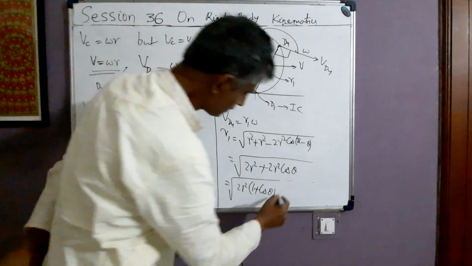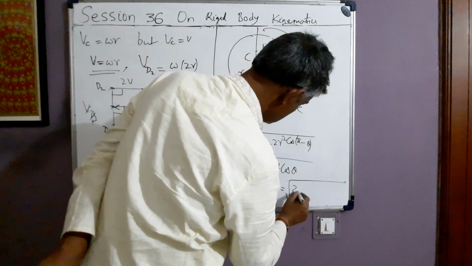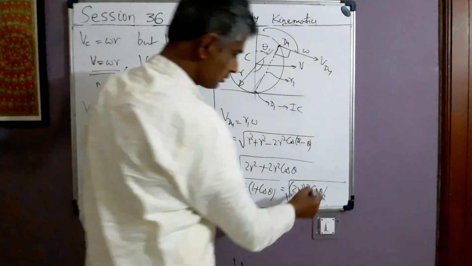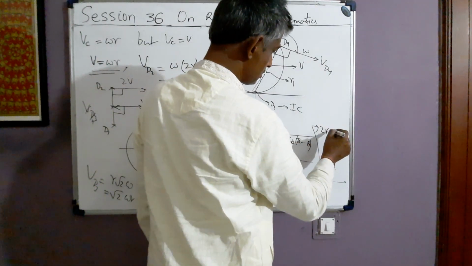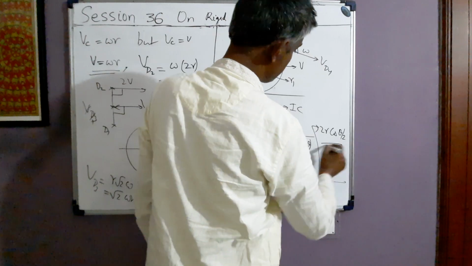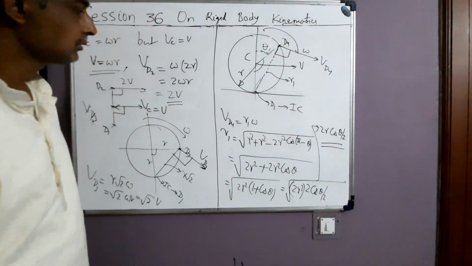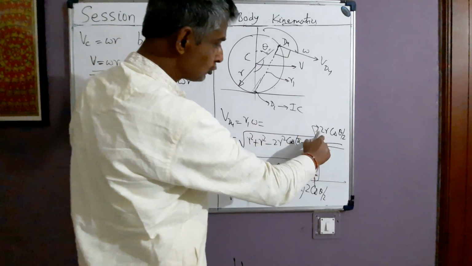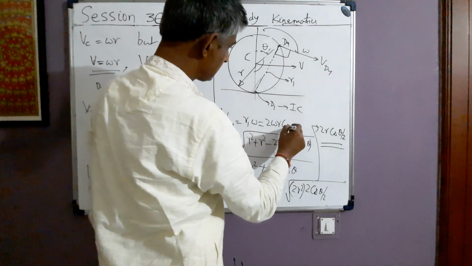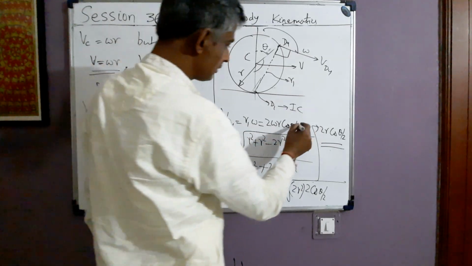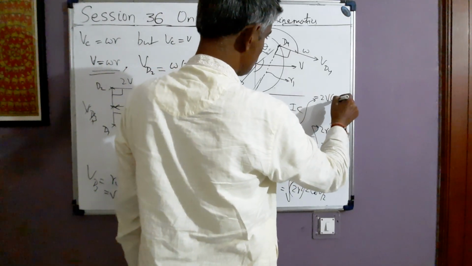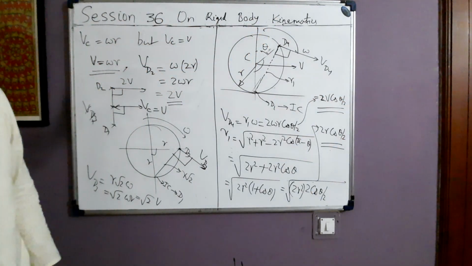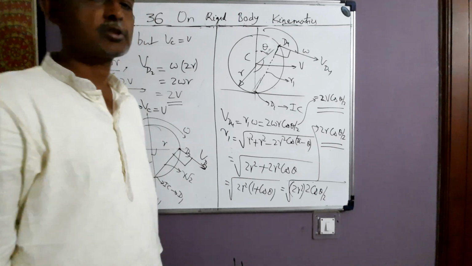So this becomes 2R square into 2 cos square theta by 2. On simplification, this becomes 2R cos theta by 2. This is R1. So VD4 is R1 omega, which becomes omega into 2R cos theta by 2. Omega R is equal to V. So this becomes 2V cos of theta by 2. So the same answer has been obtained again as we obtained by the SRC procedure for velocity.